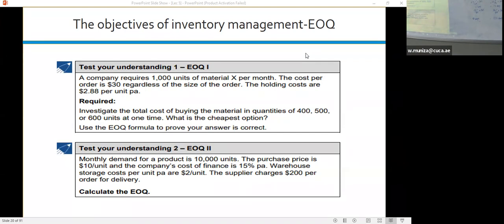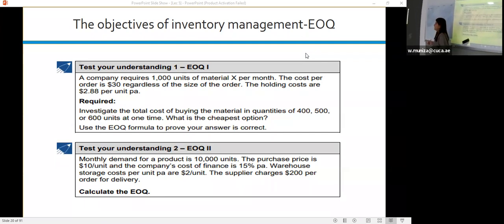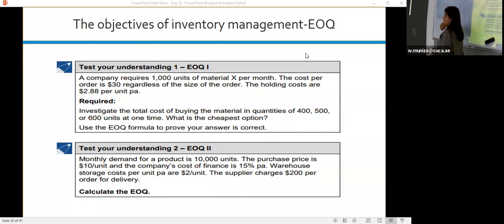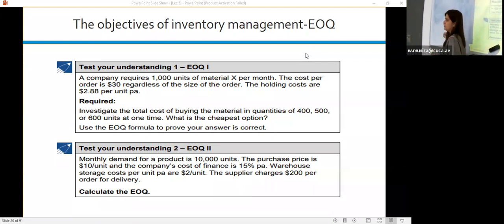The quantities are 400, 500 and 600. Students, calculate the average inventory, because in order to calculate holding cost, we need an average inventory. Am I right? What is the formula for holding cost? Holding cost per unit multiplied by average inventory. No, this is the level of inventory, not the average. Average inventory is inventory divided by 2. So 400 divided by 2 is 200, 500 divided by 2 is 250, 600 divided by 2 is 300.